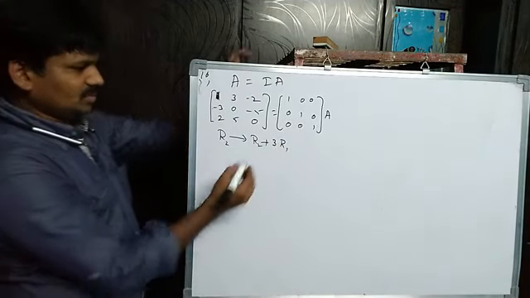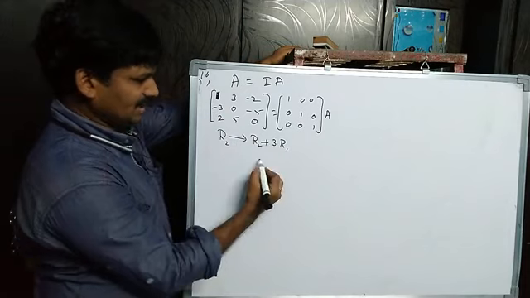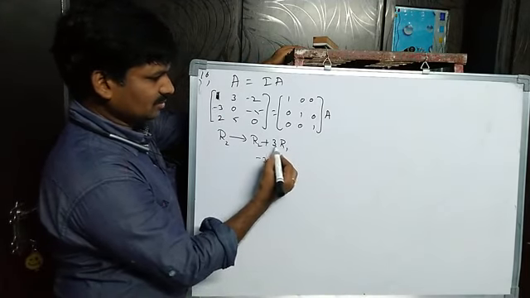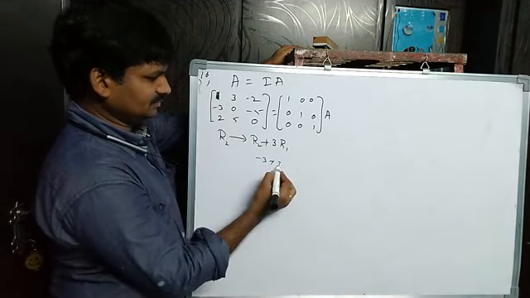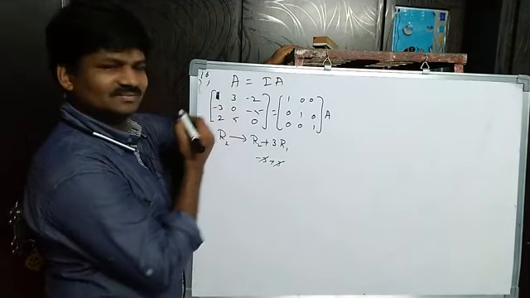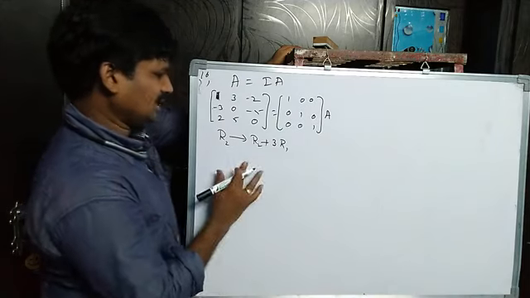3 into R1. R2 minus 3 plus minus 3 plus 3 into R1. 3 multiplied by R1 is 3 into 1, 3. Minus 3 plus 3 cancel. You get 0, or not? Yes. Okay, remember.